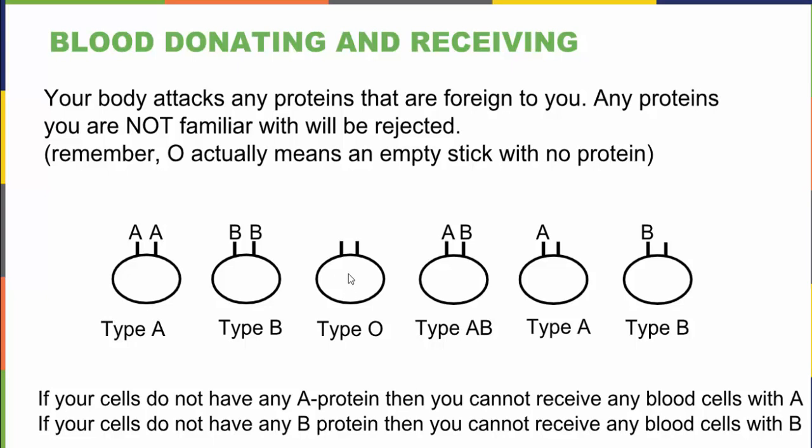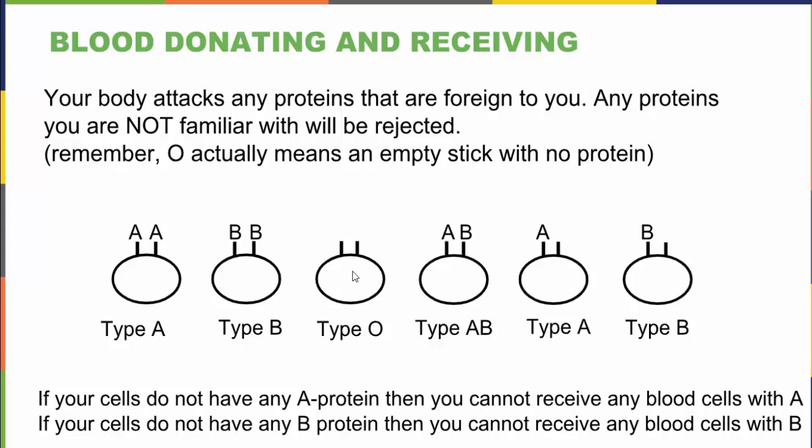Because type O is just the absence of anything, it doesn't have A's, it doesn't have B's, that means anybody can get type O. So if you're type A, you could get the double A, you could get the O, or you could get this one, AO, as long as you don't get any B's. If you're type B, you can get double B, you can get O, or you can get BO, as long as you don't get any A's.